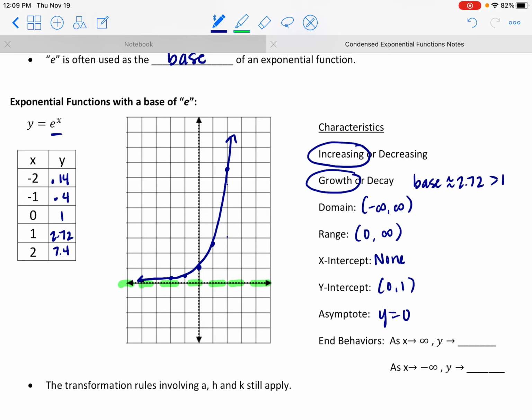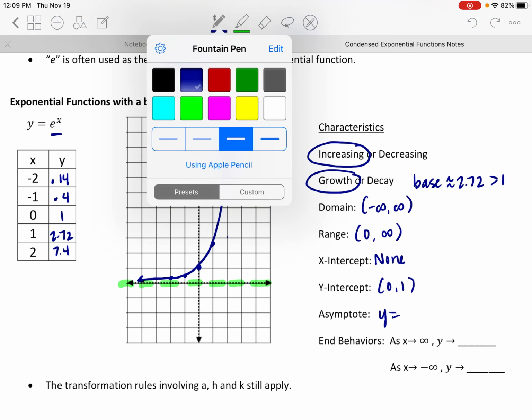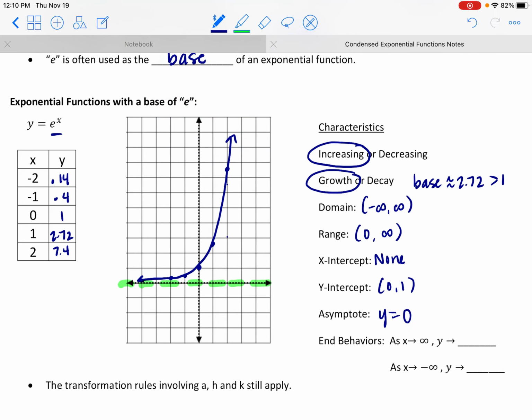And then our end behaviors. As we follow the graph to the right, on the x-axis toward infinity, go to the right end of the graph where the y values are going. They are headed up toward positive infinity. So as we follow the right end of the graph, the y values are going up.